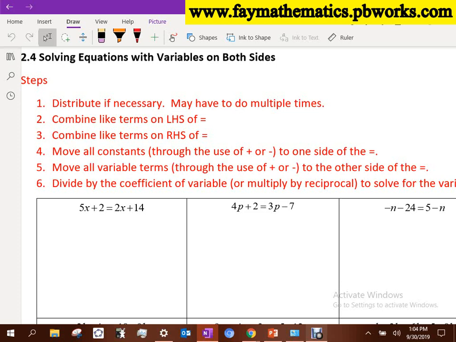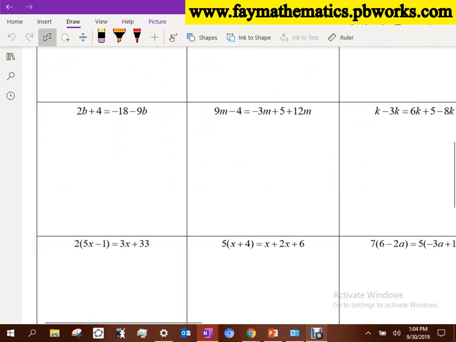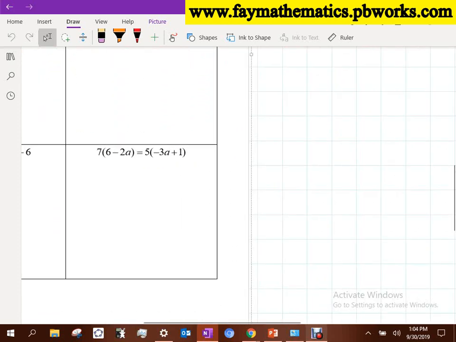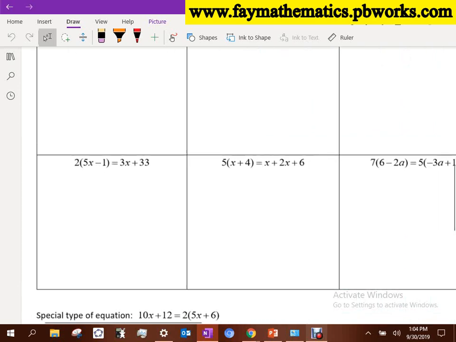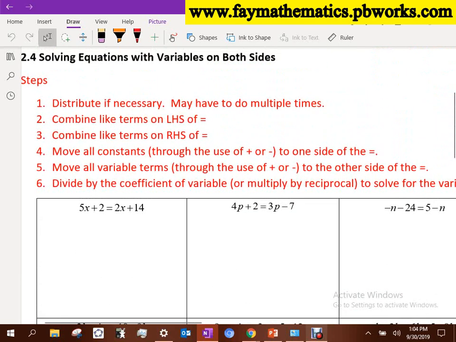So like always, distribute if necessary. You might do that multiple times. You see that in a couple of these. Towards the bottom here, you've got distribution on the left-hand side and on the right-hand side. You could have as many cases of the distributive property as they want. They could have 13 different distributive property processes inside any equation. It's kind of crazy, but it could be something we see.